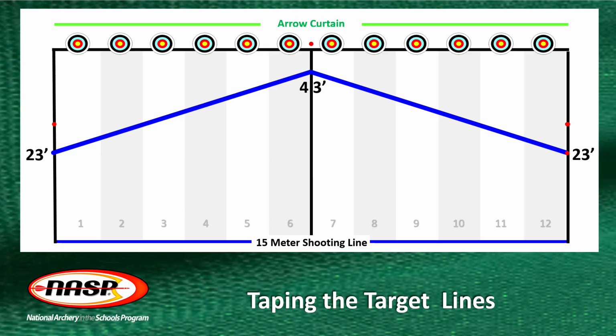Next, we will put lane marks on our target line. First, take your tape measure and hold one end on the mark at 23 feet and the other end on the mark at 43 feet. Once you have your tape measure in place, simply place a mark at 6 feet, 12 feet, 18 feet, 24 feet, and 30 feet. Then place a 6-inch to 12-inch piece of floor tape on each of these marks.